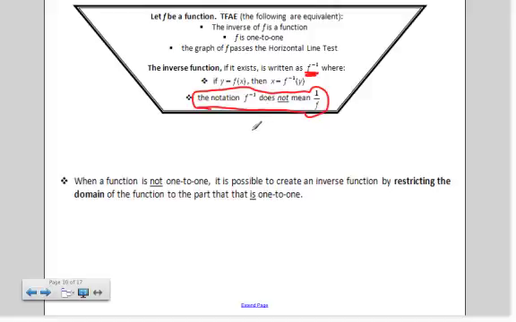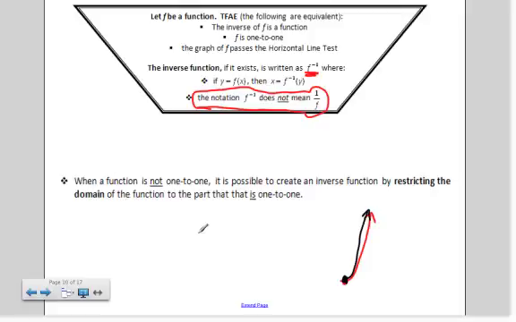All right. When a function is not 1 to 1, you can sometimes create an inverse function by restricting the domain of the function to the part that is 1 to 1. So, for example, if I have a parabola, notice it's not 1 to 1. However, if I say my domain is only going to be from this point up on this side, then it's now 1 to 1 because I'm ignoring this part. So, we can restrict a domain and make a function have an inverse that is a function.